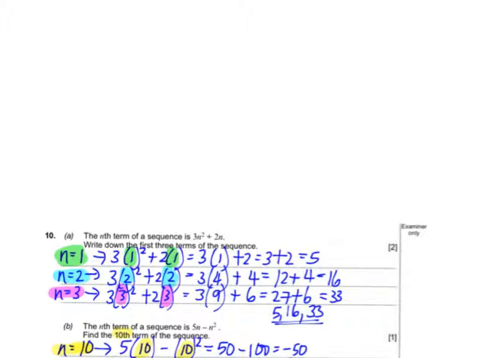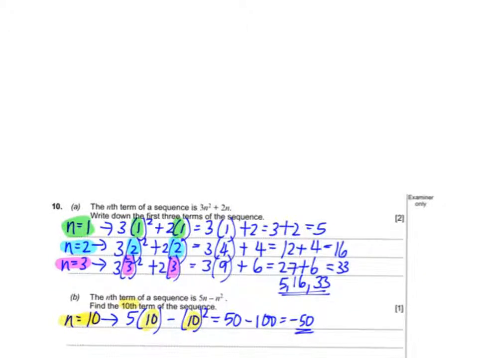And then the final one, 3 squared, that gives you the 9, that's where that's come from. 2 times 3 gives you 6, that's where the 6 has come from. But now you have to do 3 times 9, so that gives you 27. And then 27 add 6 gives you 33. So your sequence would have been 5, 16, 33.